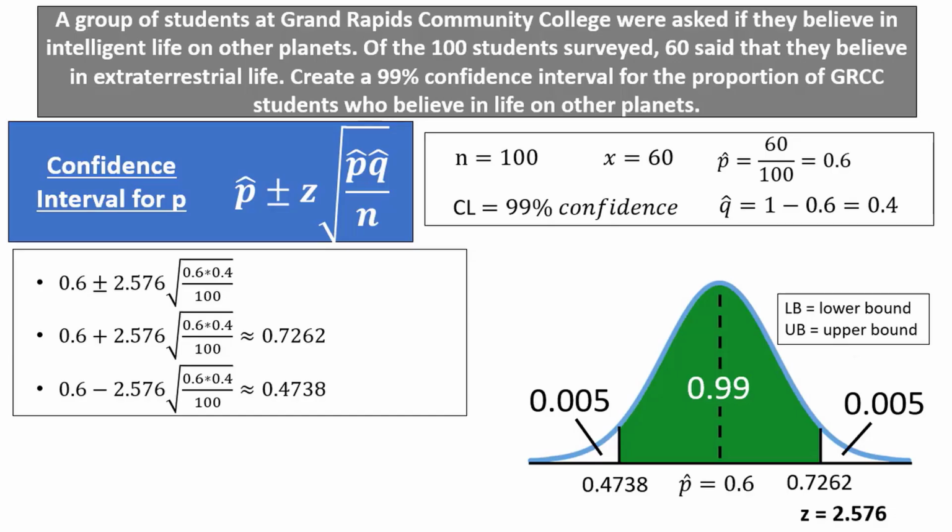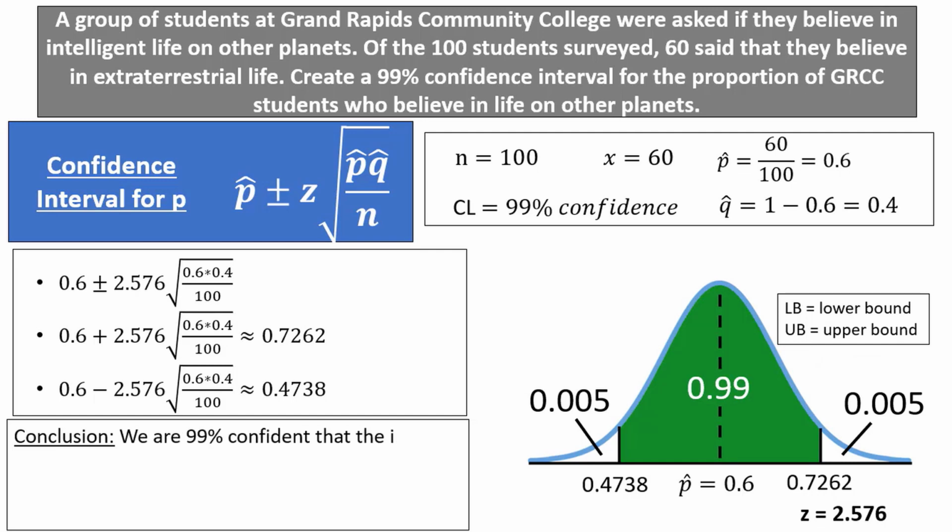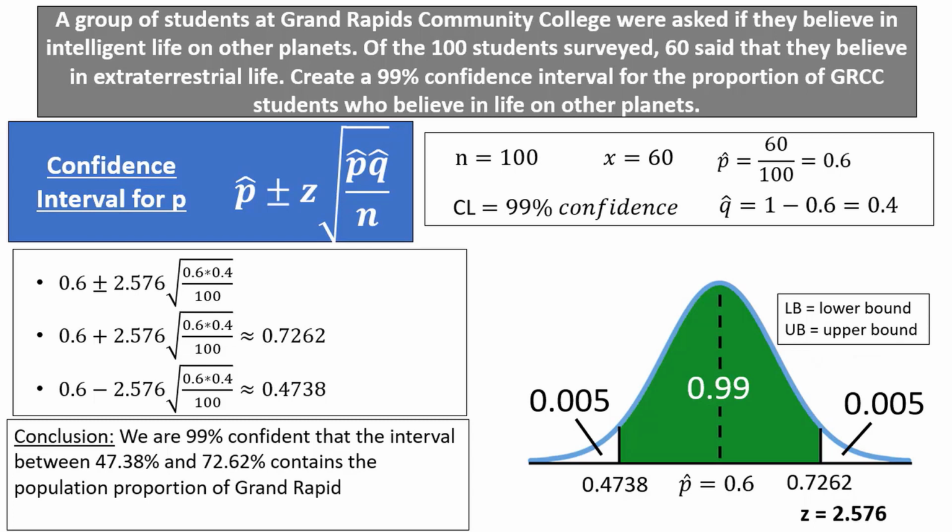Okay, all we have left is the conclusion. We are 99% confident that the interval between 47.38% and 72.62% contains the population proportion of Grand Rapids Community College students who believe in extraterrestrial life. I like to state my proportion conclusions in percentages, as they typically make more sense to the general public.